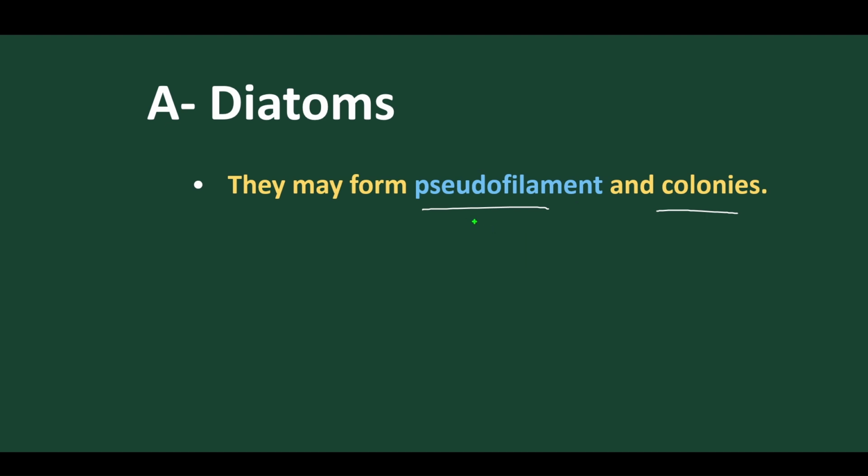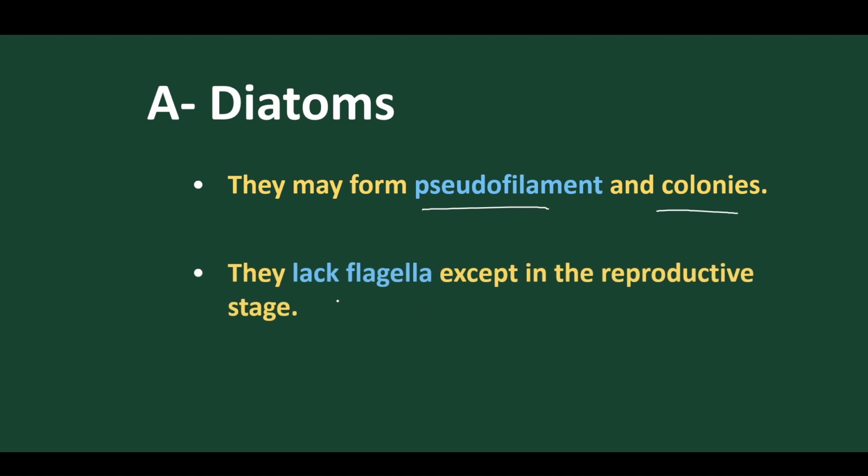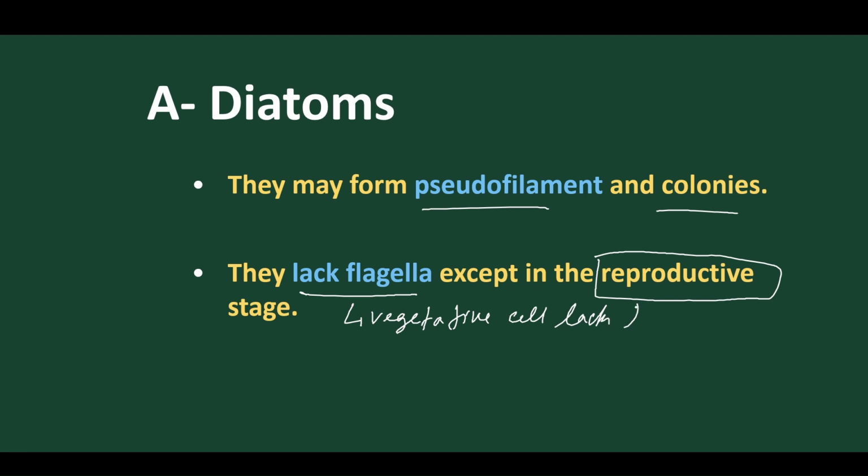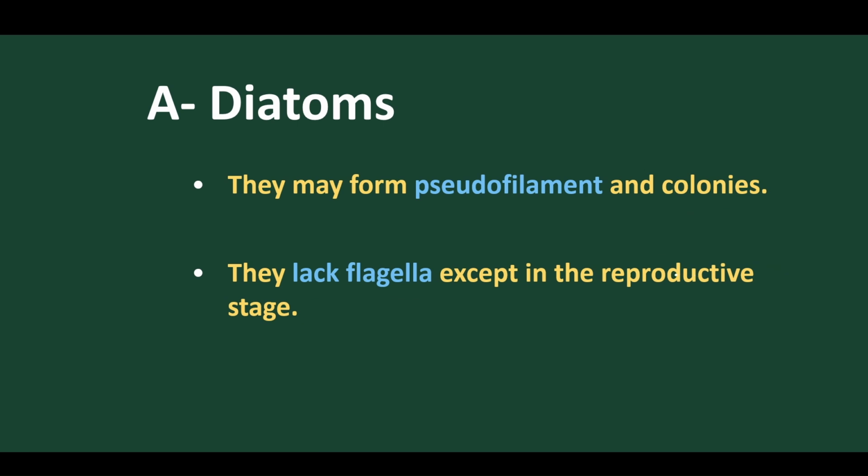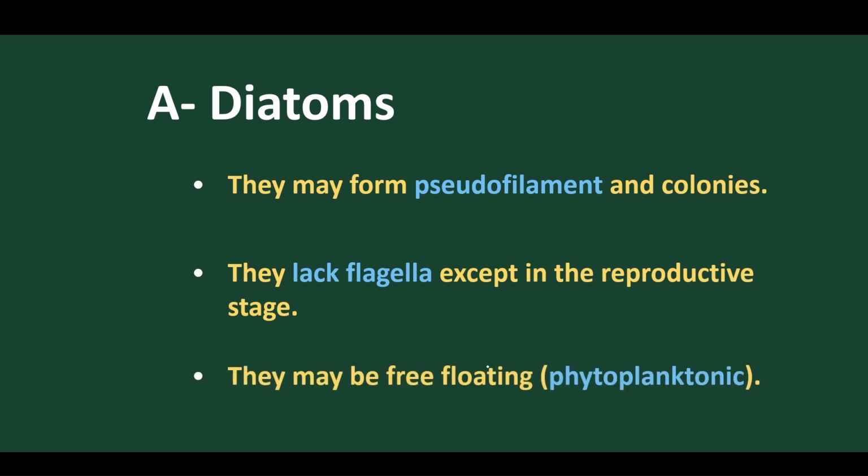Now, these diatoms don't have flagella. Flagella are found only in the reproductive stage. The vegetative cell lacks flagella, but reproductive states do have flagella. And they may be free floating.